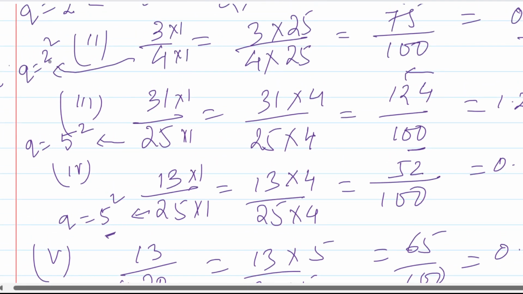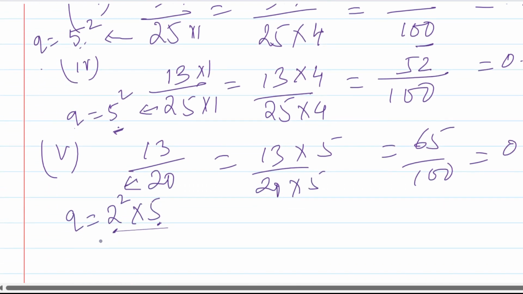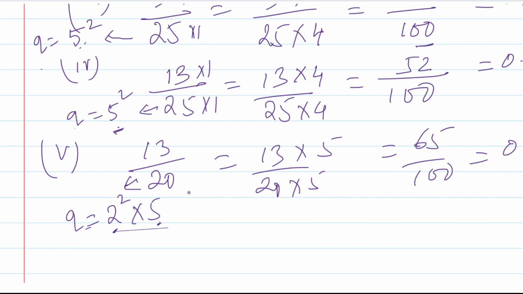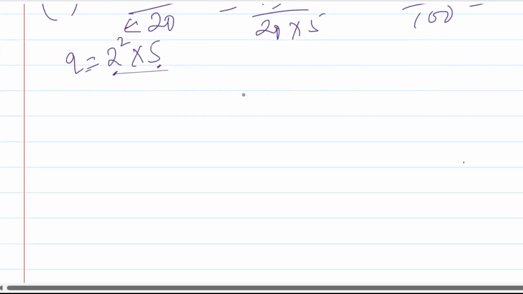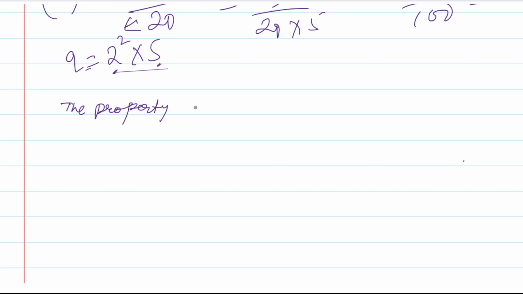Q is 2 square, that means power of 2. Q is 5 square, power of 5. Here Q has power of 2 and power of 5, both. So finally what I'll write is the property that Q must satisfy. What is that?